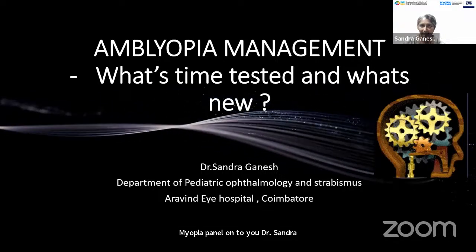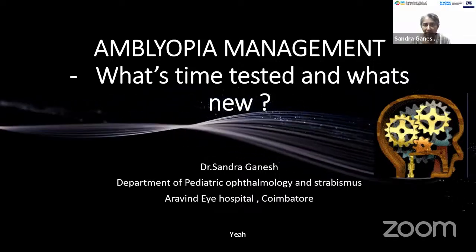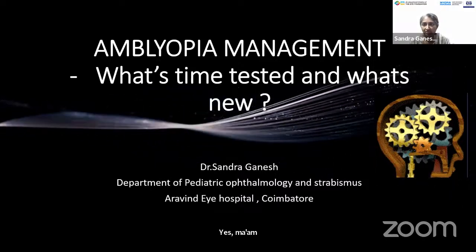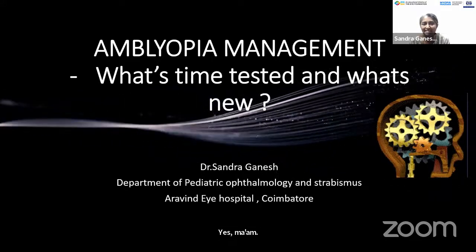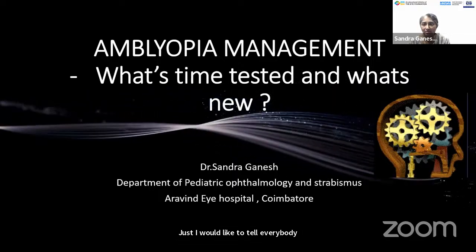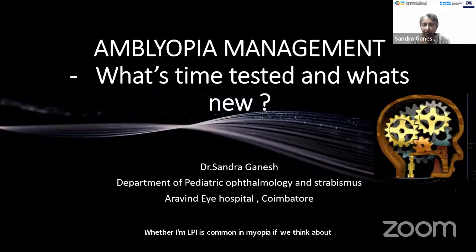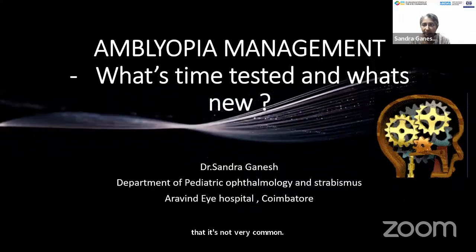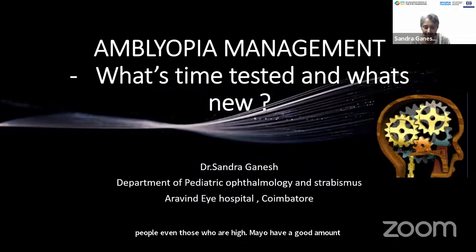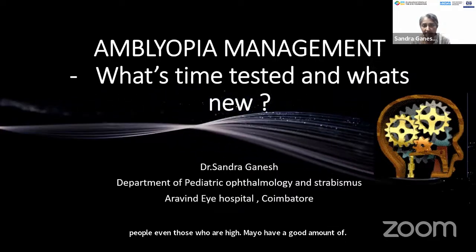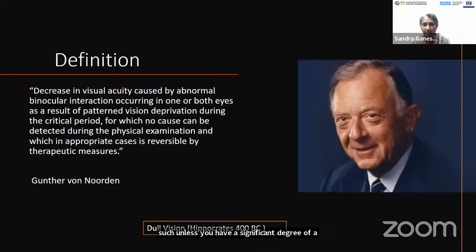Am I audible and is my screen visible? Yes, ma'am. So I'm going to talk about amblyopia, a slightly different topic now. I would like to ask the audience whether amblyopia is common in myopia. It's not very common because we tend to use near vision. Myopic people, even those who are high myopes, have a good amount of near vision. Hence, amblyopia is not common in myopia as such, unless you have a significant degree of anisometropia or a very high ametropic amblyopia.